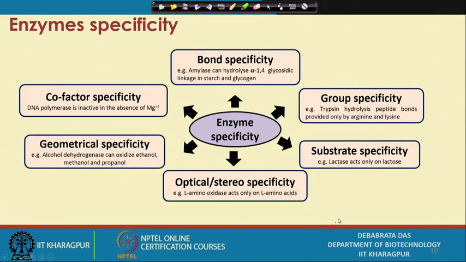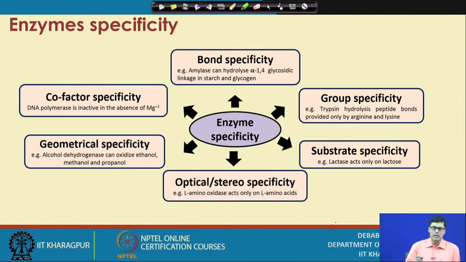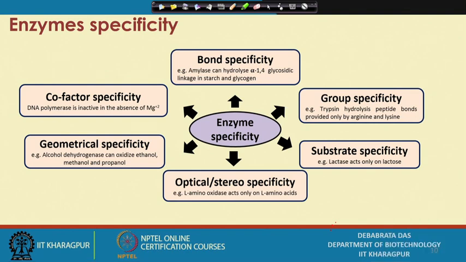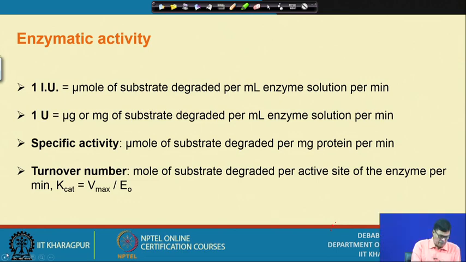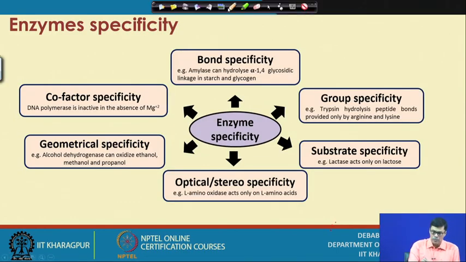Now, I told you that enzymes are very specific as far as activity is concerned. So, this specificity we can divide into 6 different categories. One is bond specificity, another is group specificity, substrate specificity, optical or stereo specificity, geometrical specificity, and cofactor specificity. I have given different examples here.